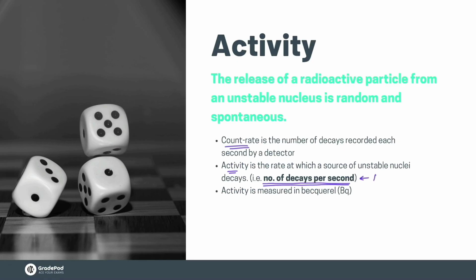So activity is the number of times per second a radioactive isotope gives out radiation, and it's measured in becquerels. 1 becquerel is equal to 1 count per second. 10 becquerels, guess what? 10 counts per second. And so on. So the activity is a measure of how much radiation is being given off, and it's measured in becquerels.